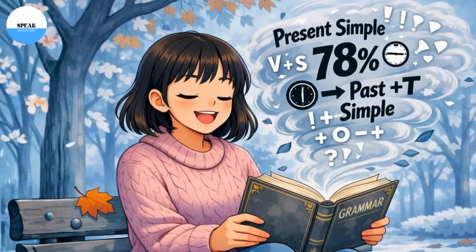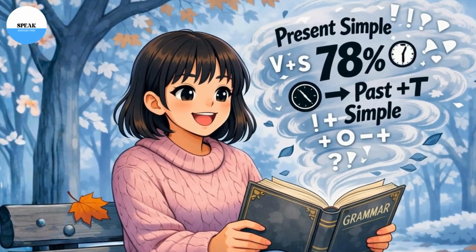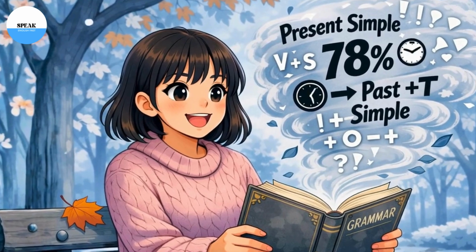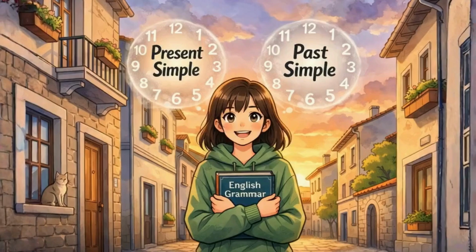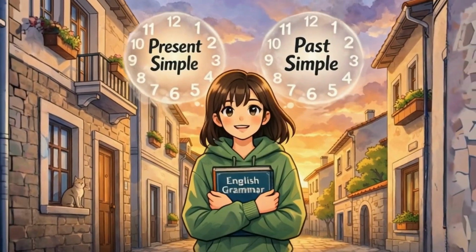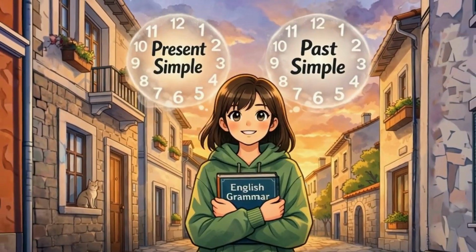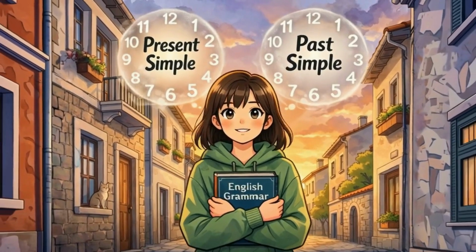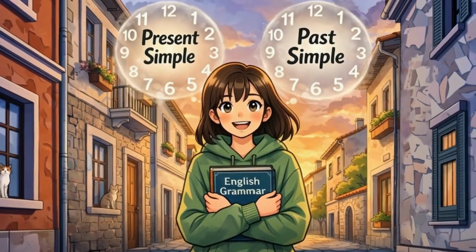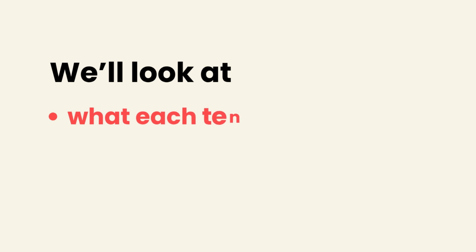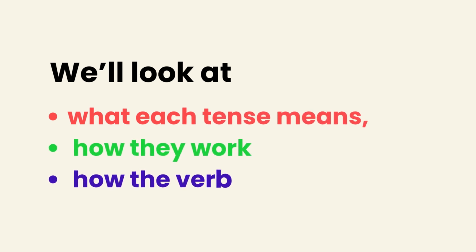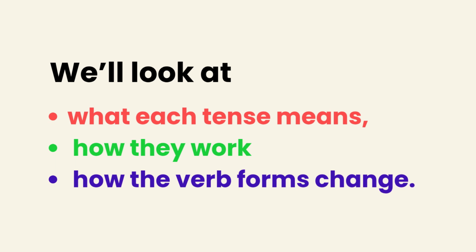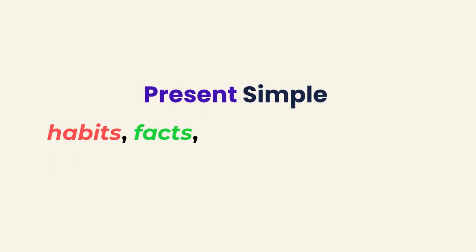Over 78% of English learners mix up these two tenses, and it makes them sound less fluent without even realizing it. But stay right here because in the next few minutes, you're going to understand the difference forever. We will look at what each tense means, how they work, and how the verb form changes. Let's get started. Let's begin with the present simple.